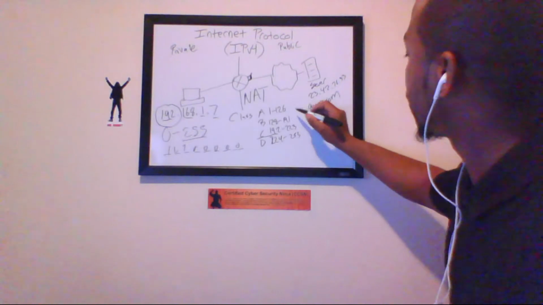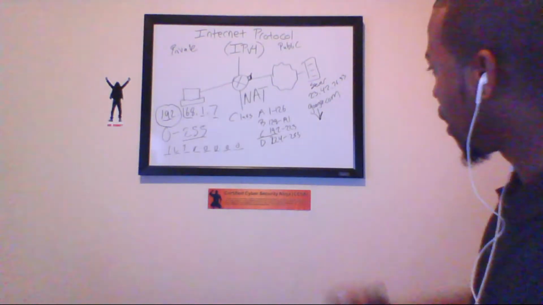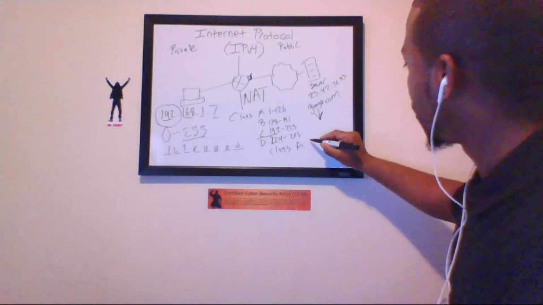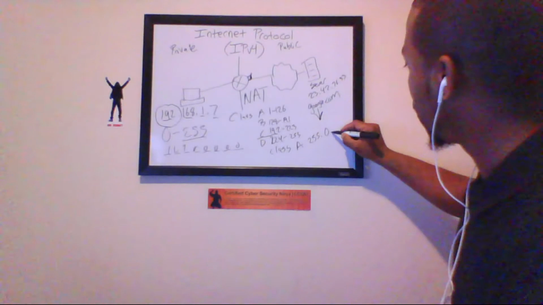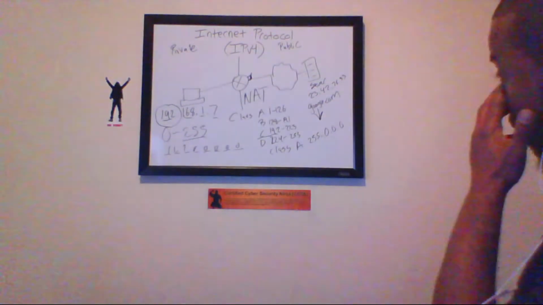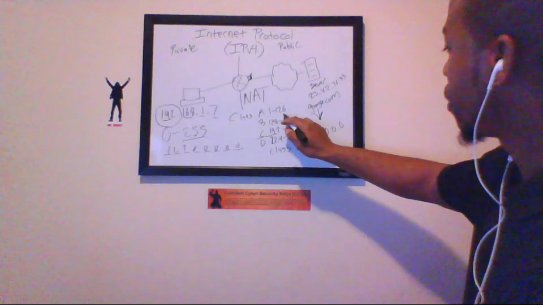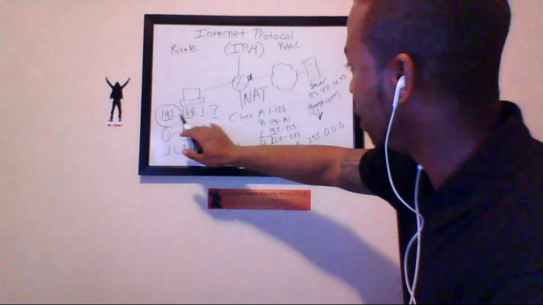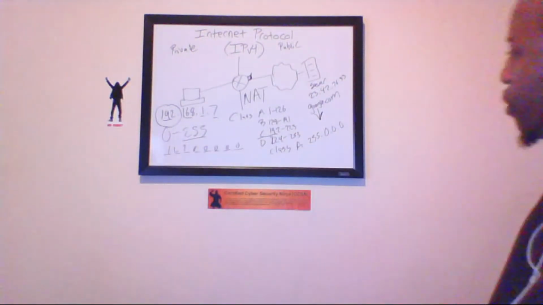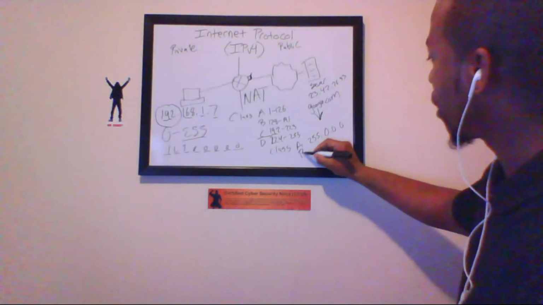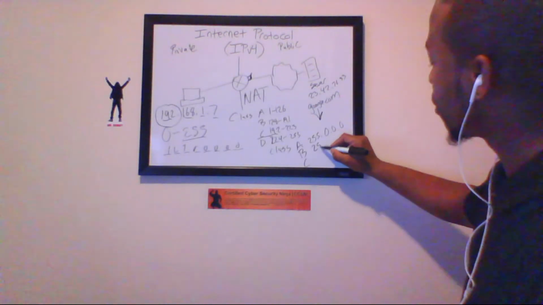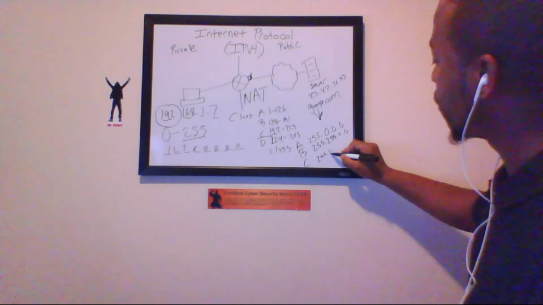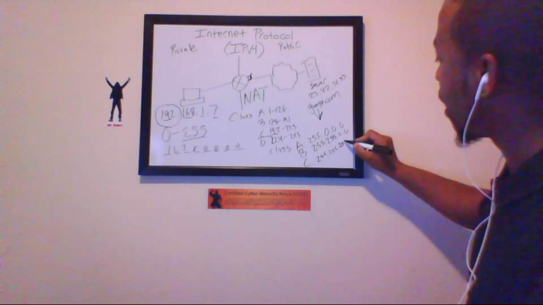So the subnet mask for a class A network is 255.0.0.0. So what this is basically saying is that the first octet in an IP address represents the network. If we look at this network, the first octet is 192, which falls in a class C. Class B is 255.255.0.0. C is 255.255.255.0.